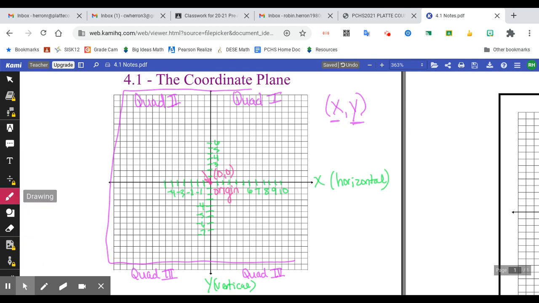So just to remember which one is which, this quadrant would have positive numbers. Quadrant 2 is actually negative x and positive y values. Quadrant 3 is negative x and negative y values. And in quadrant 4, we have positive x but negative y. So you can see there's one of each.